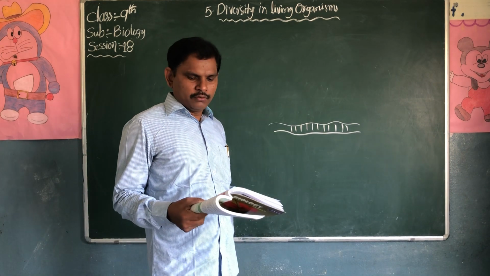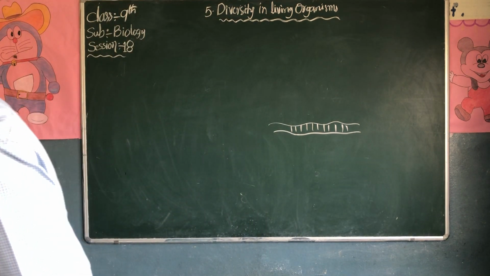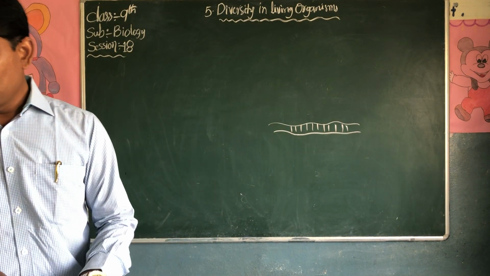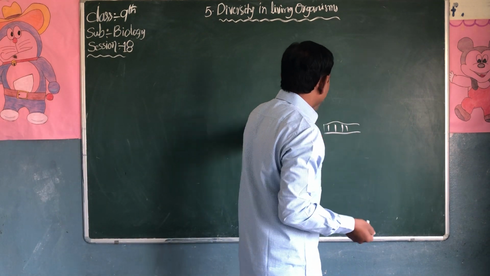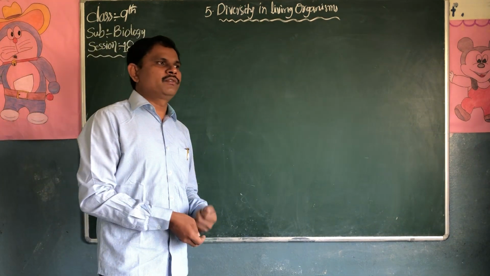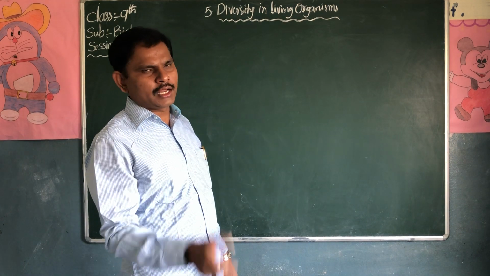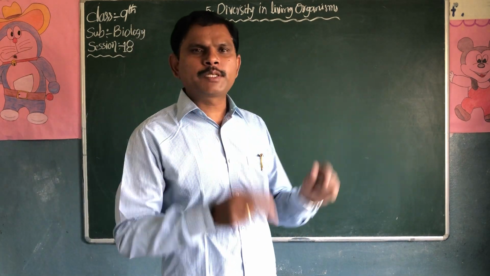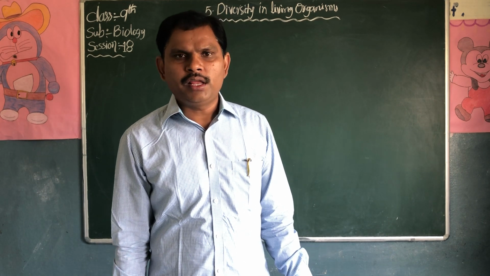Next, come to variation in animals. We can see variation in animals also. Before that, we should know what variation is. The presence of differences from one animal to another animal in the same species is called variation. The organisms must be of the same species. In the same species, if differences are there, those differences are called variations.